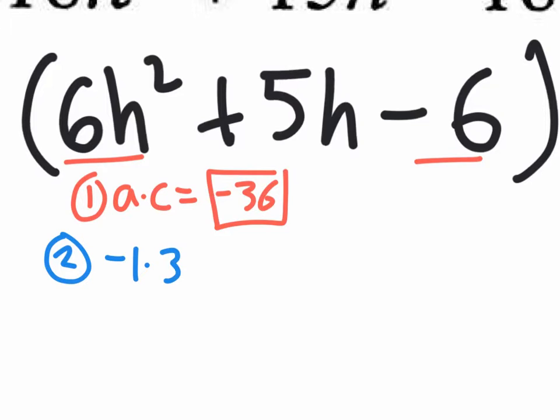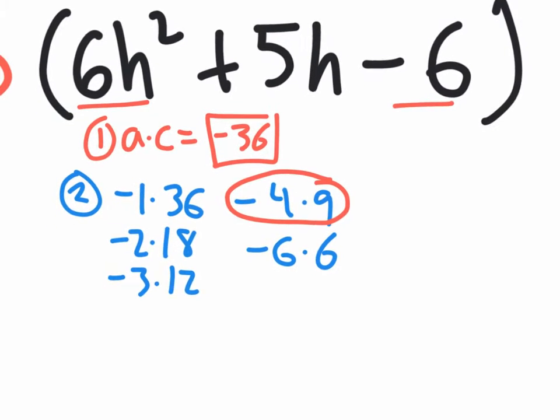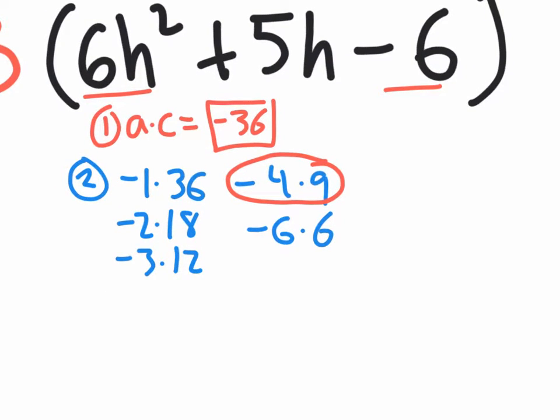Negative 1 times 36, that gives you negative 36. Negative 2 times 18, that gives you negative 36. Negative 3 times 12, that gets you negative 36. Negative 4 times 9 gets you negative 36. And negative 6 times 6 also gives you negative 36. Out of all those possible pairs of numbers, which combine, which means add together, to give you 5? Negative 4 and 9.